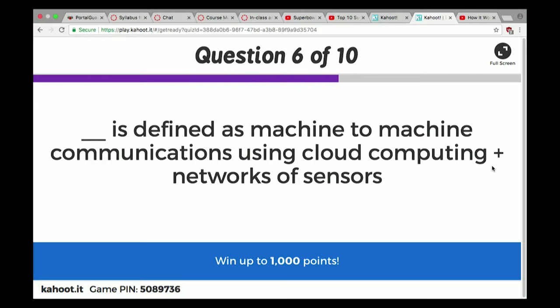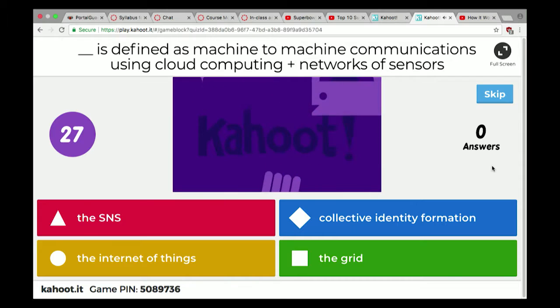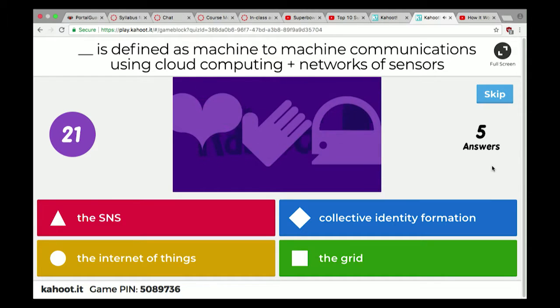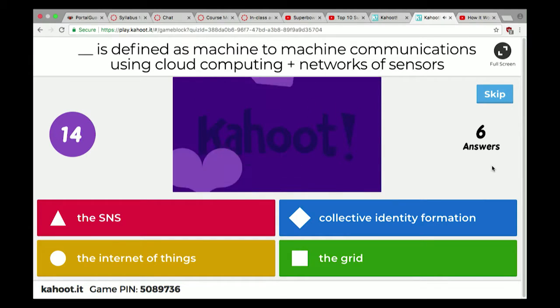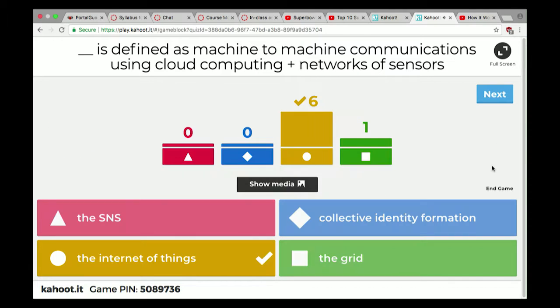Something is defined as machine-to-machine communications using cloud computing and networks of sensors. What have we been talking about that kind of makes you think of that? Sensors in your car, sending data to the cloud. In the cloud, it gets analyzed and sent around somewhere else. What would that be? All right, six people got it right, one wrong. So the Internet of Things, talking about machine-to-machine communications.